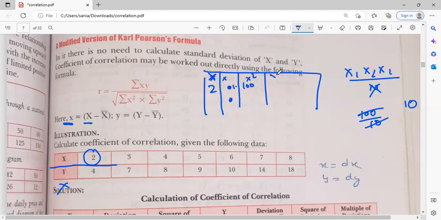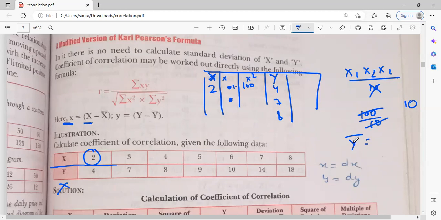Now similarly for y also. Y is given, which is 4, 7, 8 like this. First of all, you need to calculate small y. Small y is big Y minus mean of Y. So again, add all these and divide by the number. You will get the mean of Y. Okay. Now, Y minus mean.